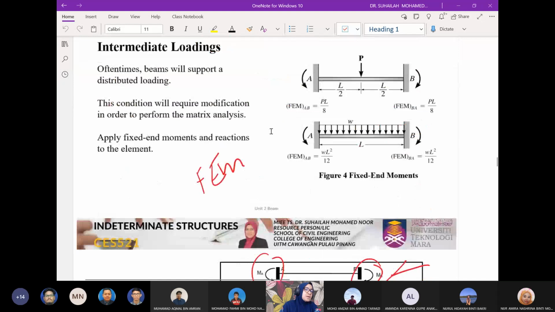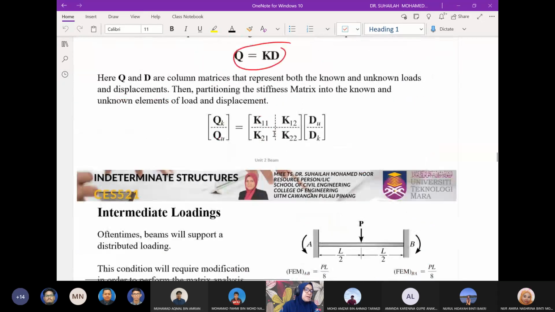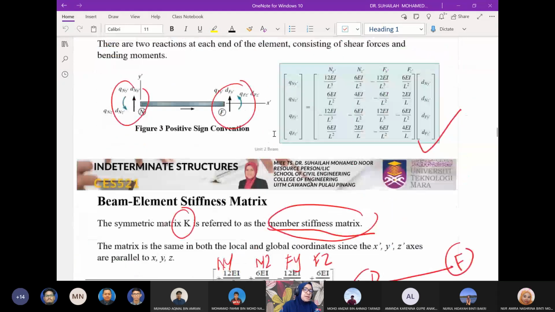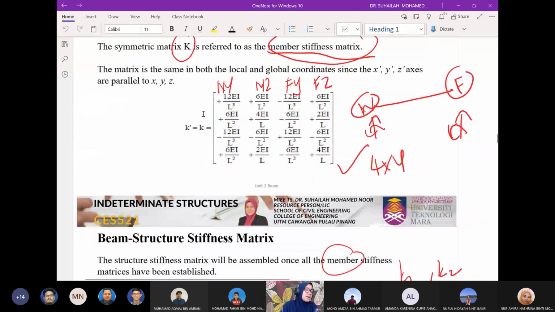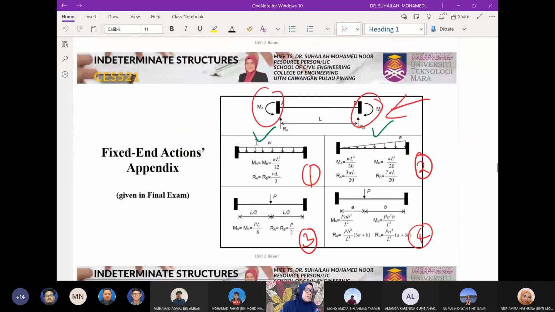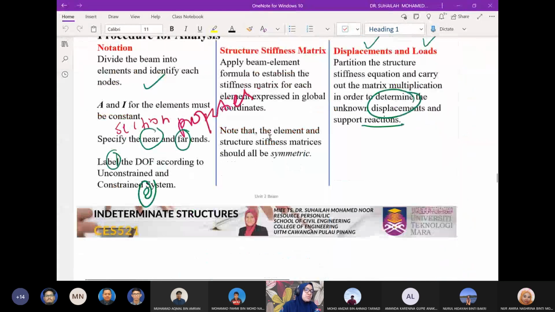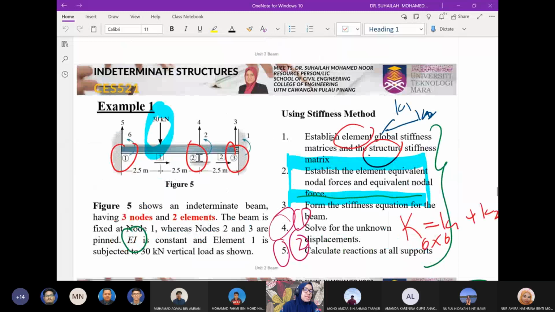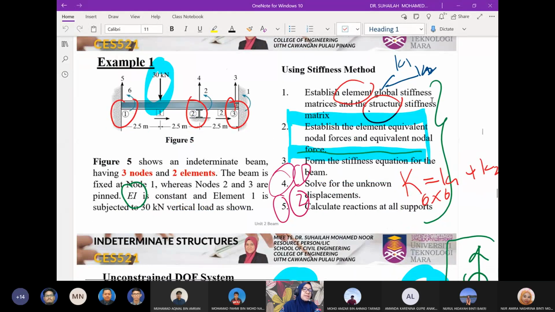Okay, for the explanation ni, I think you can read on your own. So if you have any question regarding this, nanti just PM me lah, I will explain to you further. Okay, so I straight away go to the example and solution here.